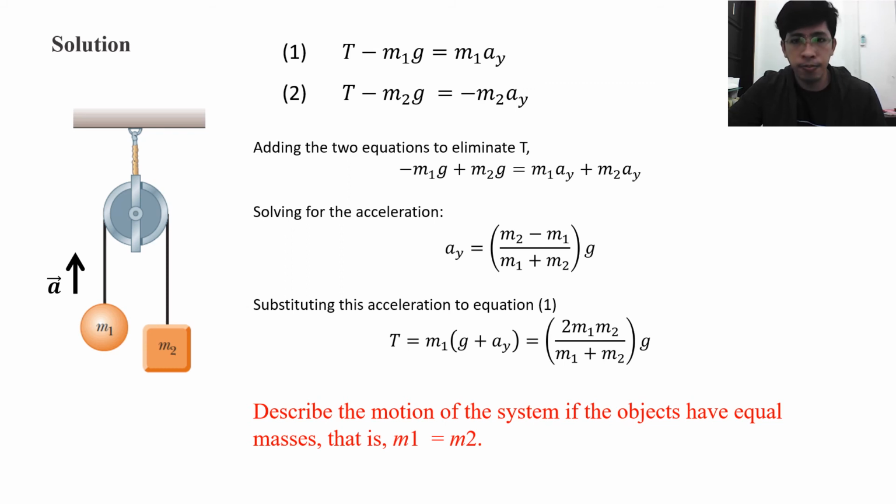What happens here? Now, if m1 is equal to m2, you see this term here, if they have the same values, it is equal to 0. And if that is equal to 0, your acceleration goes to 0. So if m1 and m2 have the same mass, your Atwood machine will not accelerate. So this will just be an equilibrium problem.